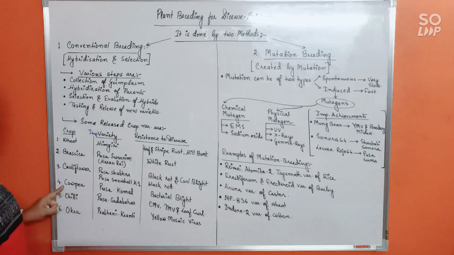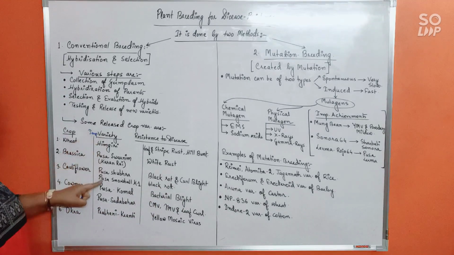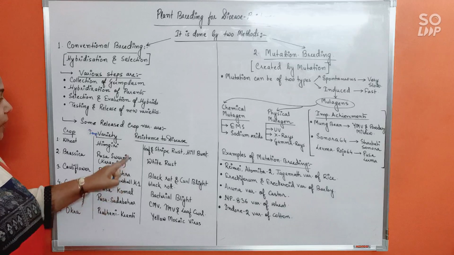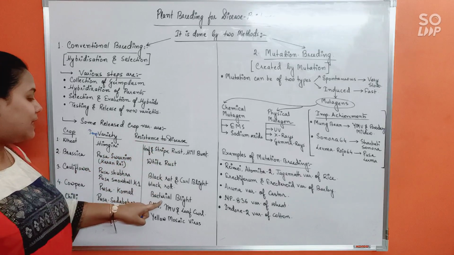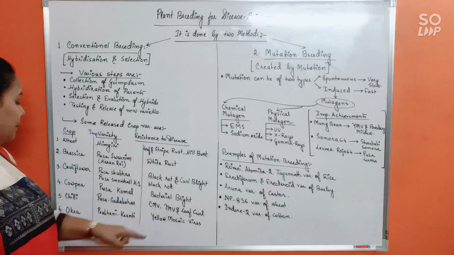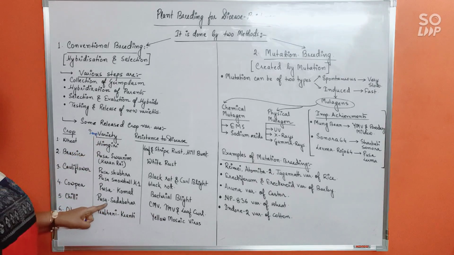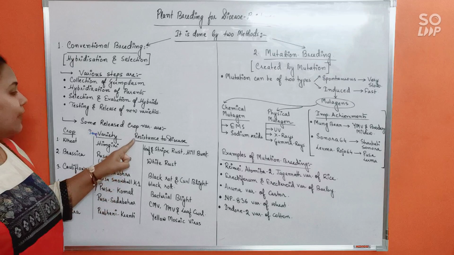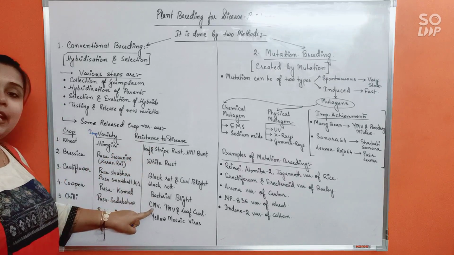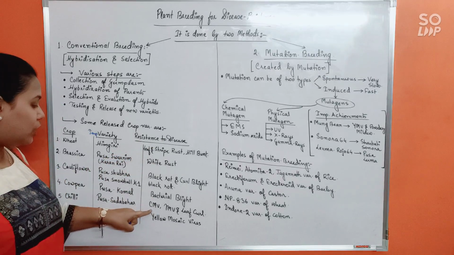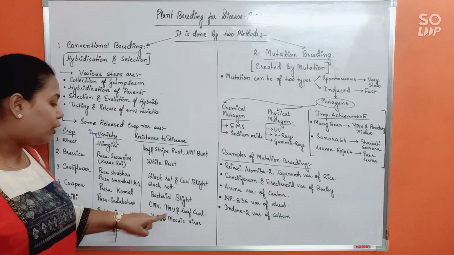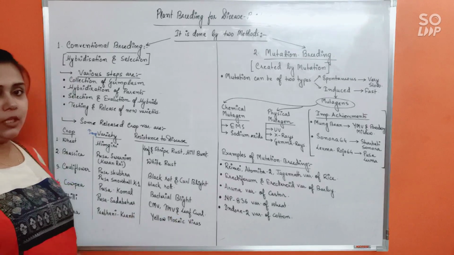Next, cowpea. The improved variety is Pusa Komal, resistant to the disease bacterial blight. Next, chili. The improved variety is Pusa Sadabahar, resistant to chili mosaic virus. CMV is chili mosaic virus, along with tobacco mosaic virus and leaf curl.